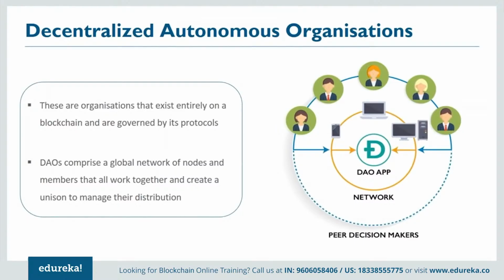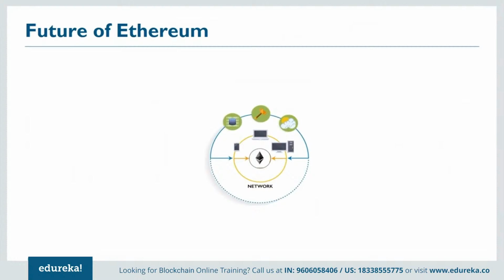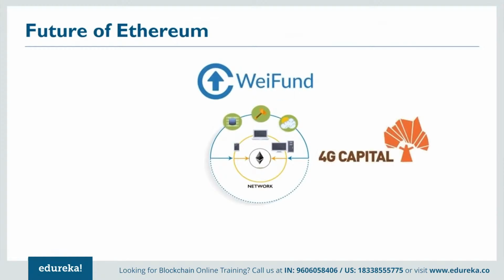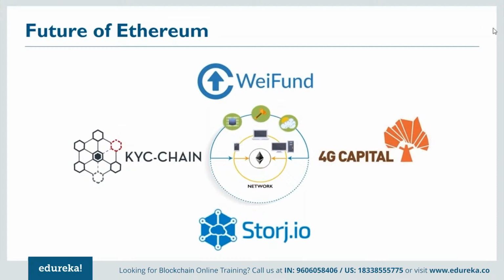A number of possibly disruptive dApps have already appeared in the market and are continuously being deployed on the Ethereum platform. A few of them being YFund, 4G Capital, Storj.io, and the KYC chain. Now these are a few of the most famous dApps and DAOs that are in the market currently. YFund is a dApp that uses the smart contracts to enhance crowdfunding services like GoFundMe and Kickstarter. 4G Capital is a DAO that provides microloans for small businesses in Africa.